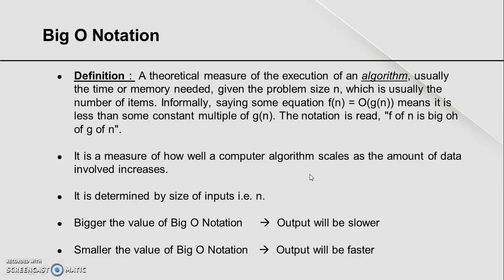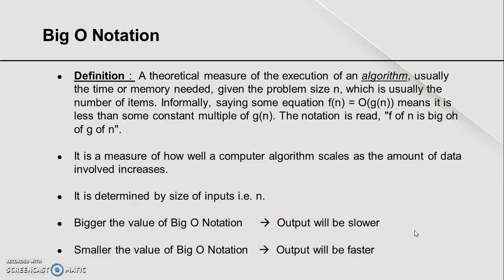So this is how we can pinpoint our algorithm, or identify the behavior of our algorithm if our data increases in a scalar manner or in a very rapid manner. While determining complexity, it is always determined in terms of the number of elements or size of inputs, that is n. And we have to remember, the bigger the value of big O notation, the slower the output will be.